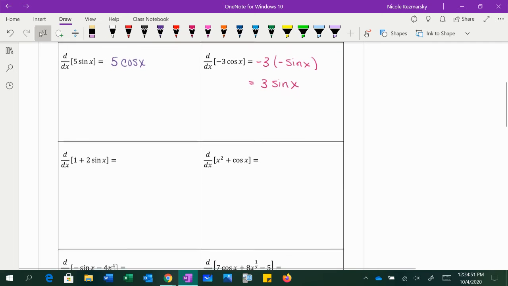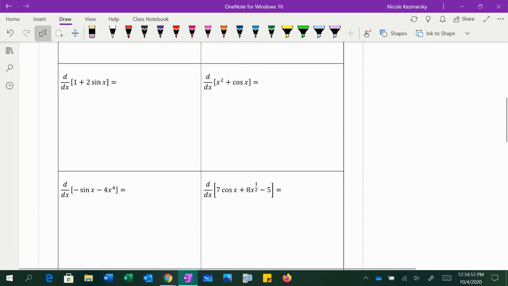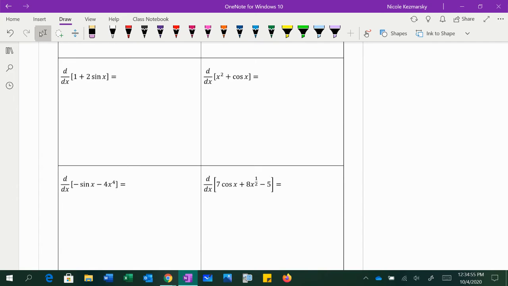When you have terms along with your trig, you take the derivative of the terms separately from the trig. So the derivative of 1 is a constant, so that's going to be 0. And then 2 sine of x is just like the one that we just did right above it. We're going to carry the 2, and the derivative of sine is cosine. So we end up with 2 cosine x.